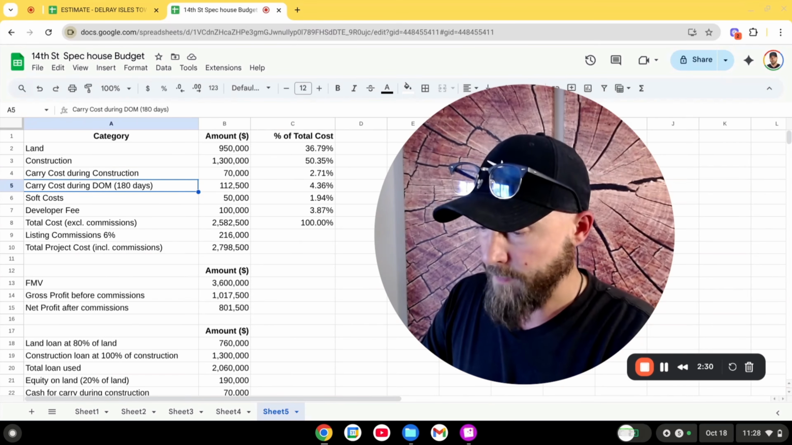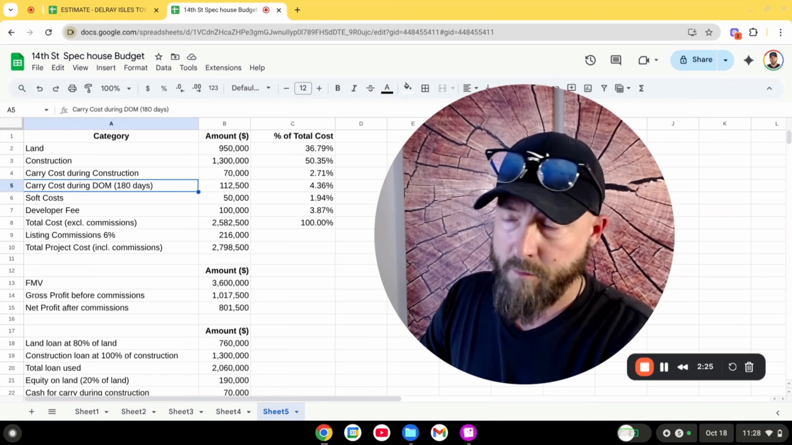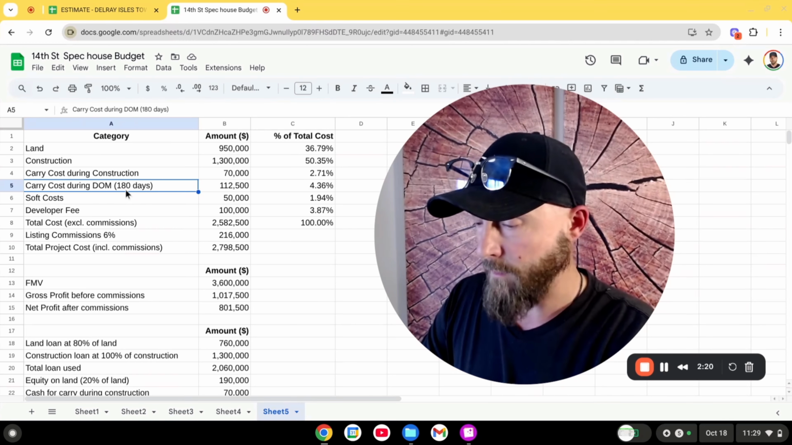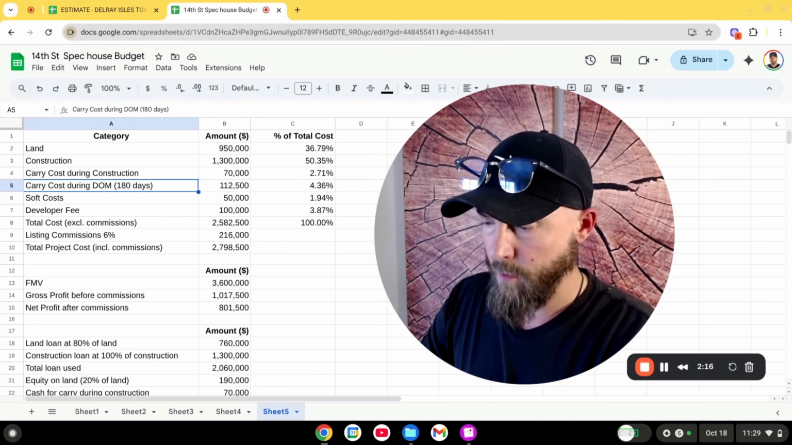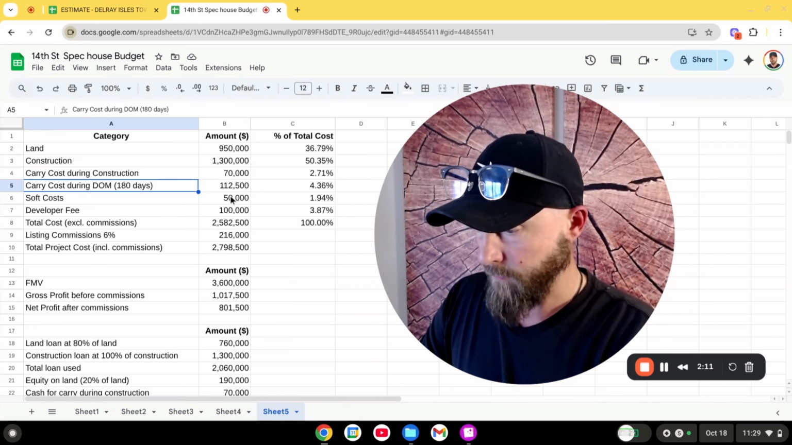This carry is for days on market. Again, I take the average days on market for the area, for the price point of the home I'm building, and that tells me that it's going to be around 130 days. Being conservative, I'm budgeting in 180 days, which is actually on the high end. $112,005 on this particular deal.